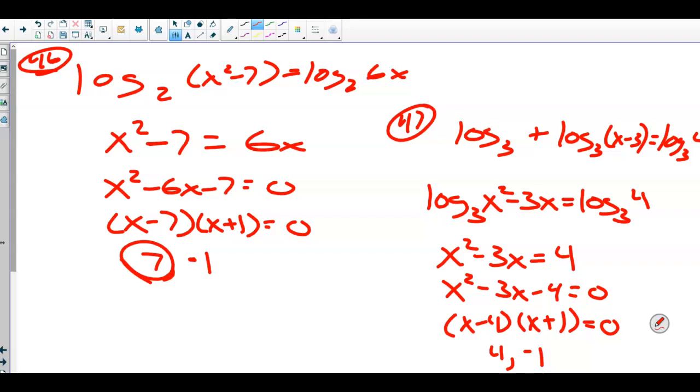What's nice here again is the negative 1 doesn't work. So the answer has got to be 4. You do have to distinguish with logs that your number actually makes sense. It doesn't give you a negative. Okay, that is important.